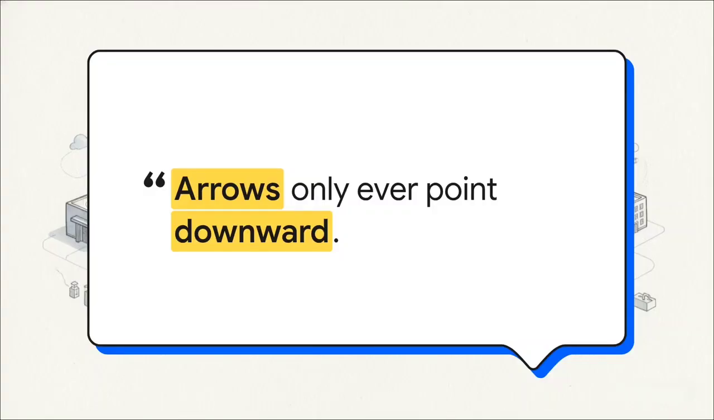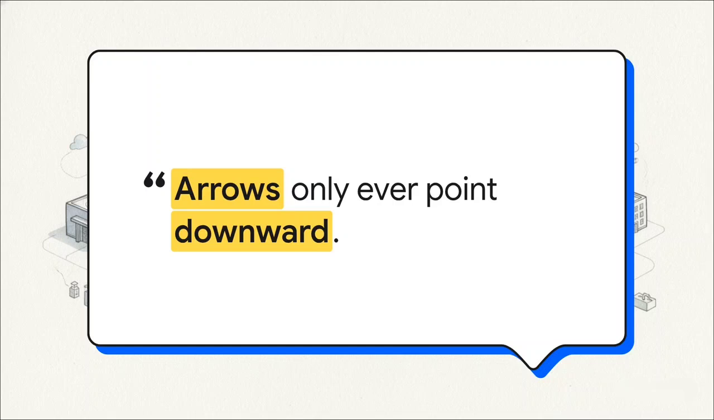I want you to remember this. Arrows only ever point downward. Look at the architecture. Main.ts calls the module. The module loads the resolver. The resolver calls the bus. The bus calls the service. And the service calls the repository. No layer ever, under any circumstances, calls up to the layer above it.